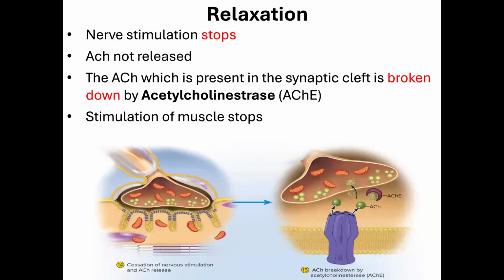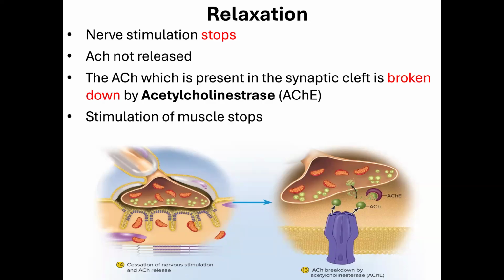What about muscle relaxation? How does that happen? When a muscle is relaxing, that means there's no more stimulation by the nerve, right? But what if there's a lot of acetylcholine there? It'll keep stimulating. So that acetylcholine has to be removed. How is it removed? By an enzyme called acetylcholinesterase, which breaks down the acetylcholine and removes it from the synaptic cleft.